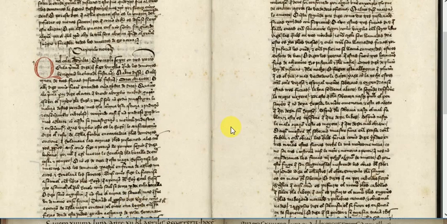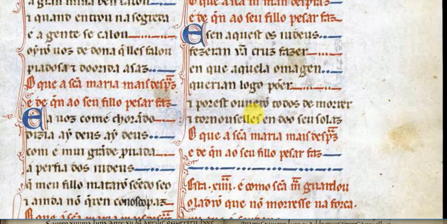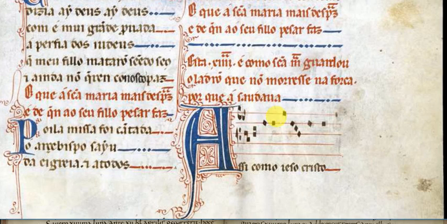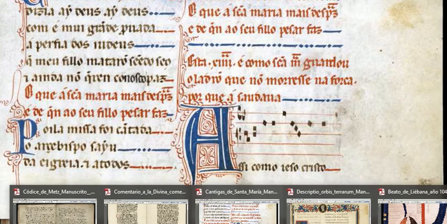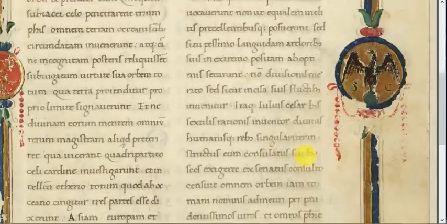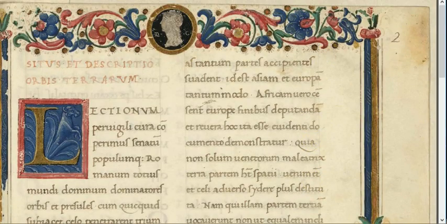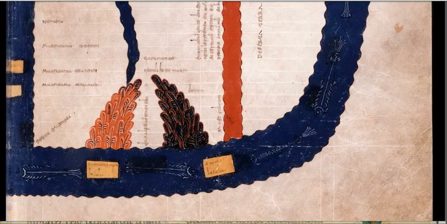This is the commentary to the Divine Comedy made by Pietro Alighieri in the year 1264. This is the Cantigas de Santa Maria made by King Alfonso X the Wise. This is the Descriptio Orbis Terrarum that I told you is beautiful, made with a lot of drawings and letters. And as I showed you before, the Leonardo da Vinci.